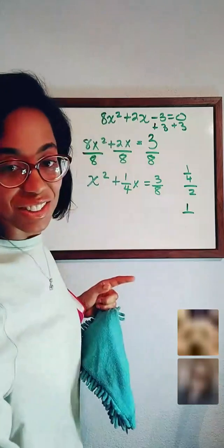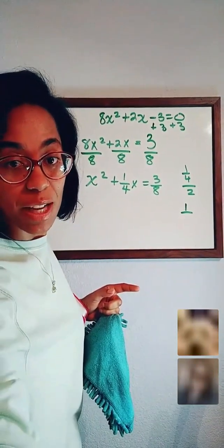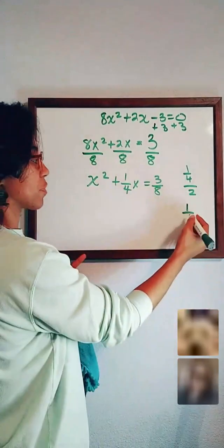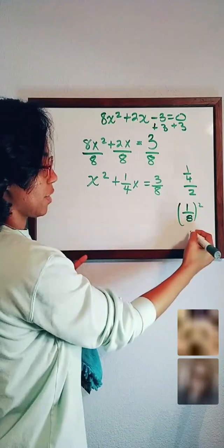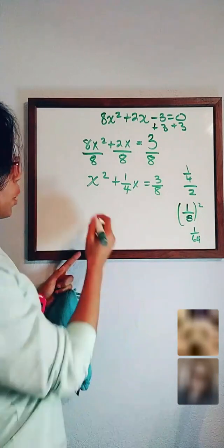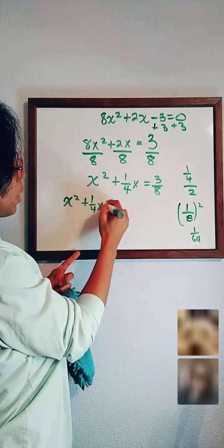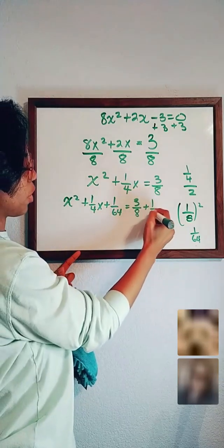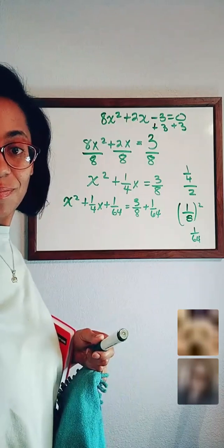Hold on. Somebody else wanna come in. This is what you asked me for. Oh, somebody went away. All right, 1/4, 1/8. Now I gotta square that. Yeah, so it's gonna be 1/64. This is what y'all want. So now we got x squared plus 1/4 x plus 1/64 is equal to 3/8 plus 1/64. This is what y'all asked for.